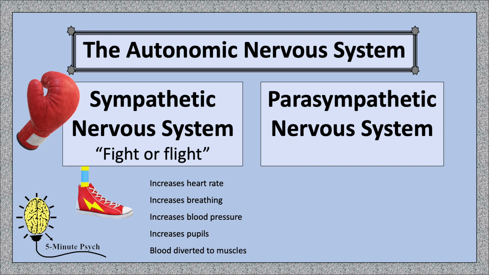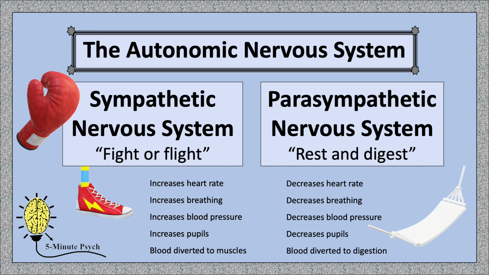When the stressful situation is resolved, the parasympathetic nervous system steps in to bring you back to calm. It does the opposite of whatever the sympathetic nervous system did. It decreases your heart rate, breathing, takes blood away from your extremities and brings it to your digestive system, and so on.